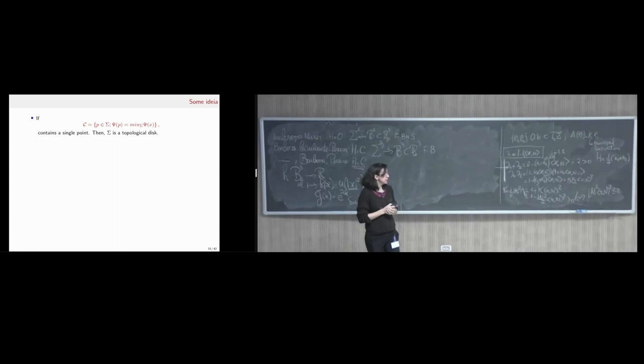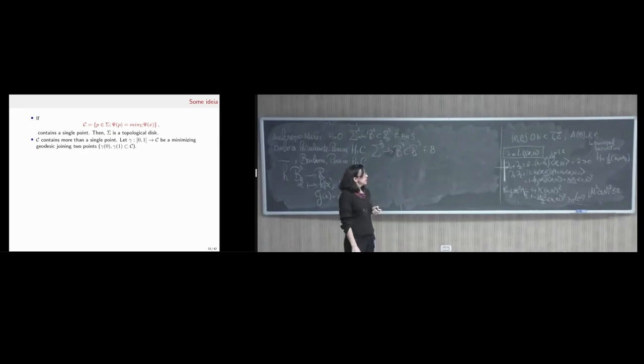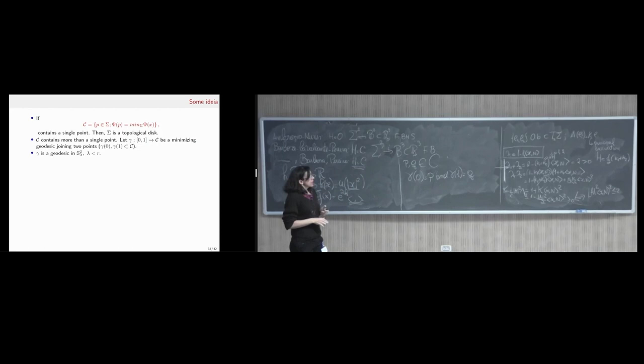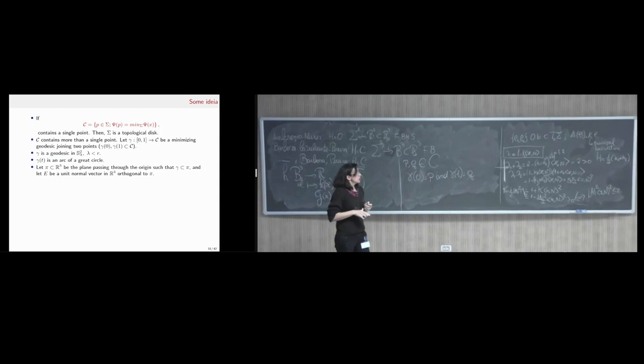Okay, now if you have that sigma contains more than a single point, you can consider a minimizing geodesic in this set, and you consider two points. You take P and K in this set, so you consider a geodesic. And the geodesic, like I said before, lives in the set C, okay? Then you can prove that this gamma is a geodesic in the sphere, but this sphere has a radius less than R, and you can prove that gamma is an arc of the great circle.